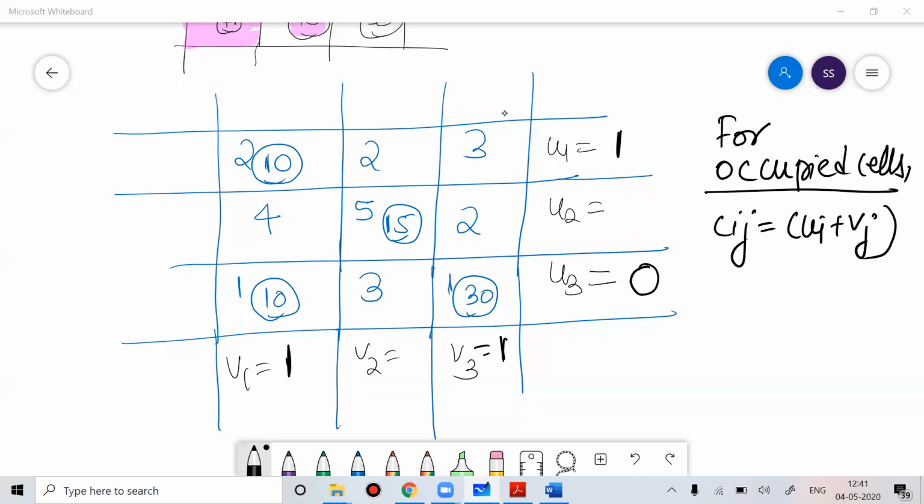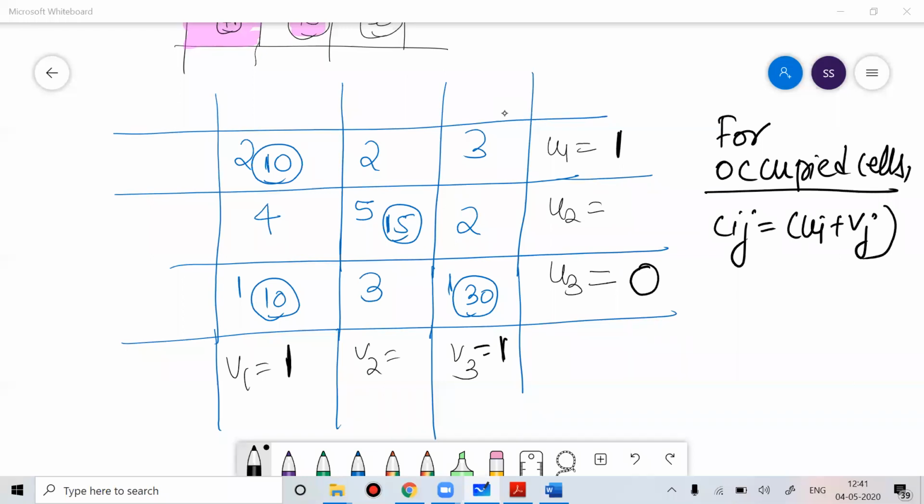You cannot do that. You cannot find the value of U2 or the value of V2. Why? Because there should be 5 allocations. The total number of cells which need to be occupied should be 5. But here the total number occupied is only 4. So because of this I'm not able to find the value of U2 or V2.